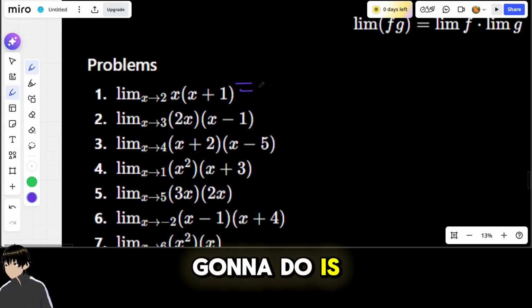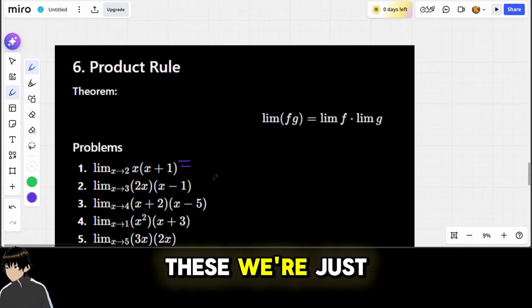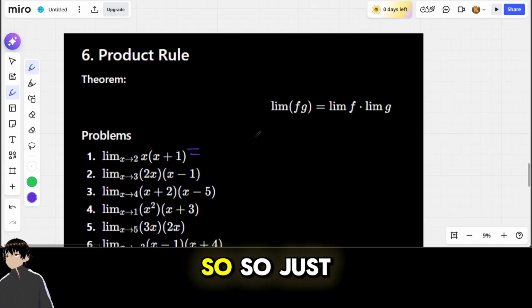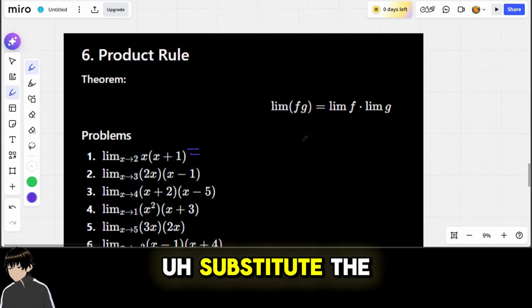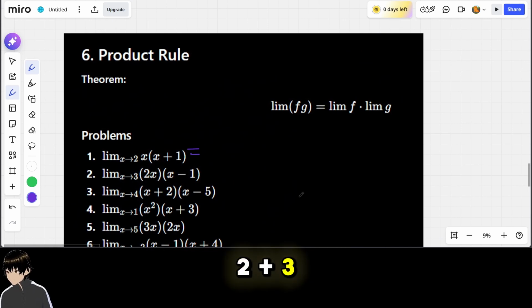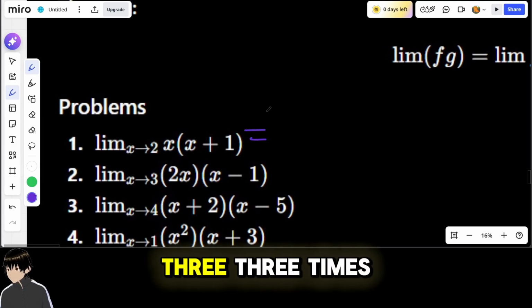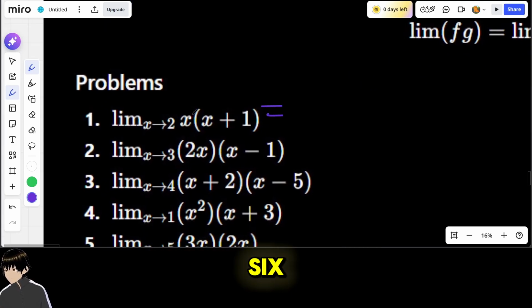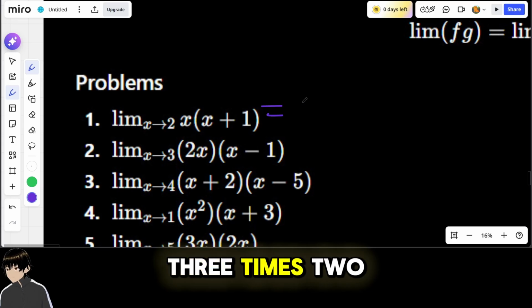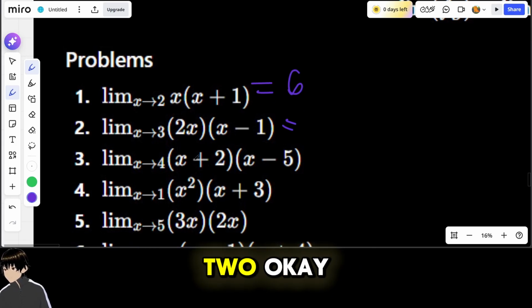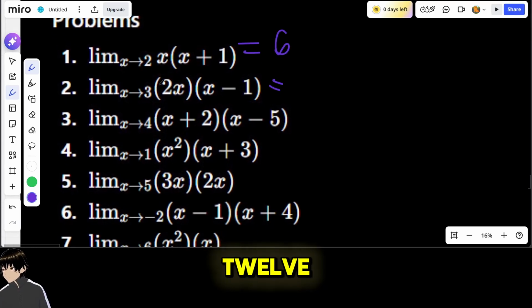So what we're going to do is we're just going to multiply both of these. So just substitute the variables. 2 plus 3, 2 plus 1. It's going to be 3 times 2. Okay, 6. Okay, so 3 minus 1 is going to be 2. 3 times 2, 6. 6 times 2 is going to be 12.